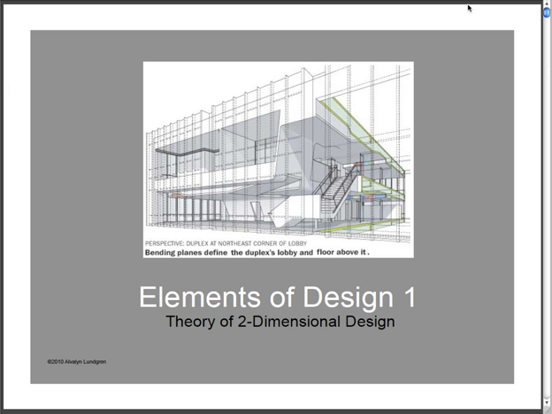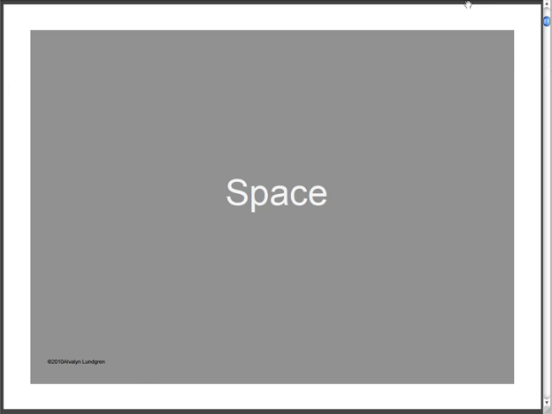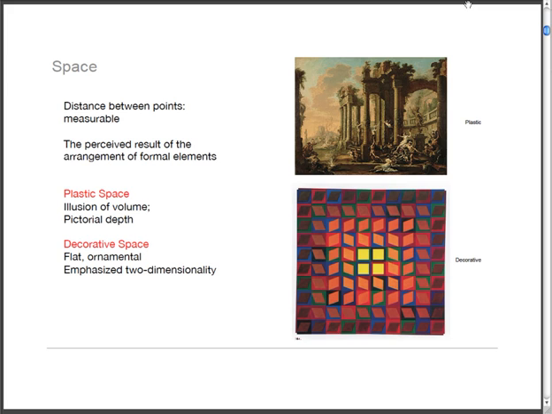This is lecture 3 in which we're discussing space. And when we deal with space, if you recall from our first discussion, the idea of space was both a formal element and a relational element. So it is the same thing but functions in two different understandings. Space is measurable distance, and so it's the distance between points or elements, objects, shapes, whatever in a design.